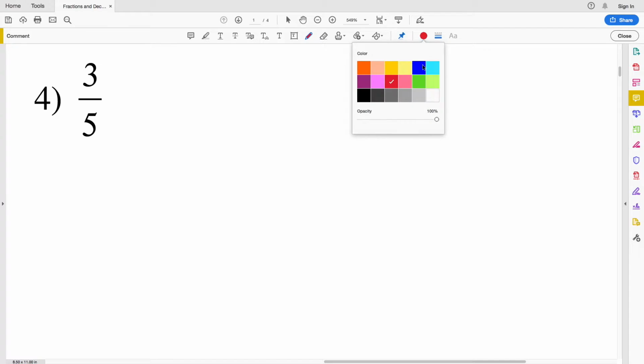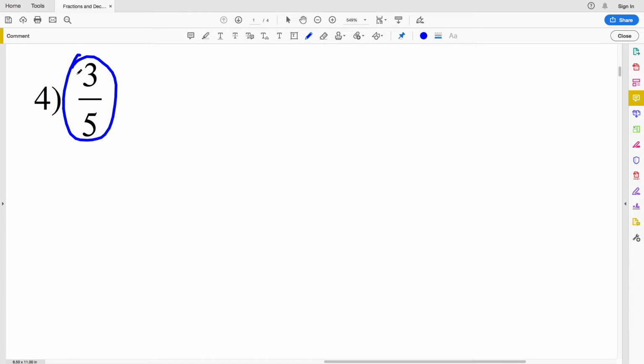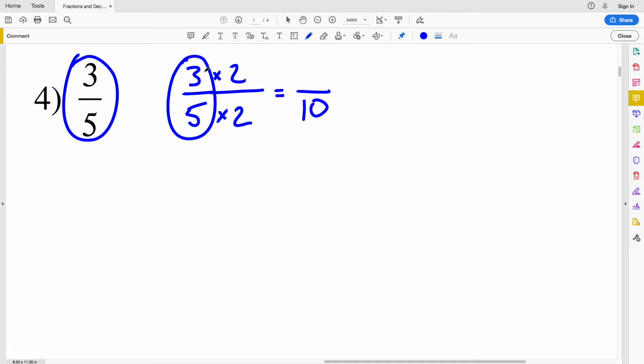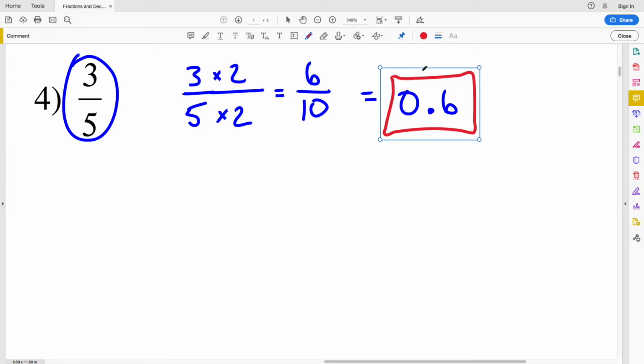Now, number 4 is pretty easy because we've already done this one back up in number 2, except as opposed to 2 3/5, we just have 3/5. So we know that if we take 3/5 and multiply the denominator by 2, we'll get 10 in the denominator. And whatever we do to the denominator, we need to do to the numerator so we don't change the value of the overall fraction. So 3 times 2 will give us 6. So we would read this fraction as 6/10 and write the decimal as 0.6. That's our solution in number 4.